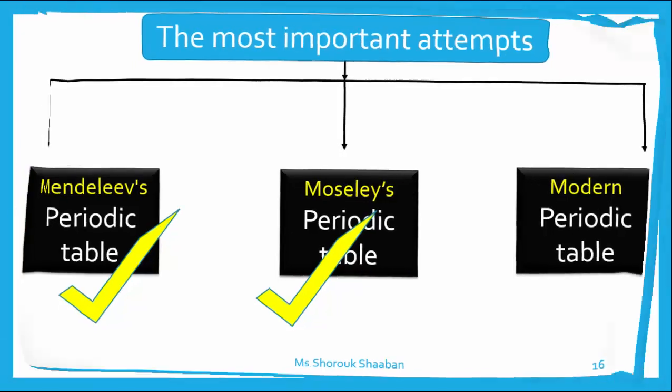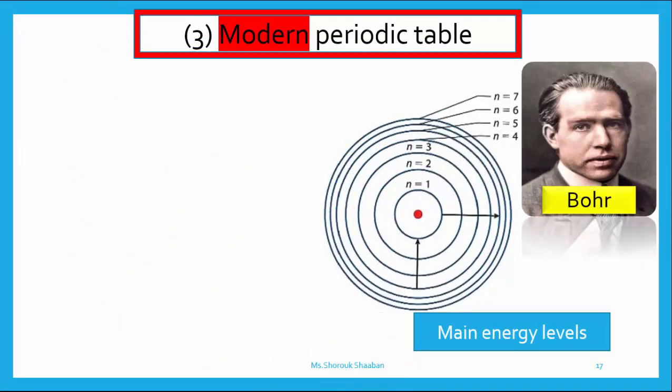Look here. There was a scientist called Bohr. This scientist discovered that there are 7 energy levels for the atom. These energy levels, if you remember, are what we distribute the electrons on. If we want to put the electrons, we don't put them in a random way. No, we put them in a definite way. These ways are called energy levels.